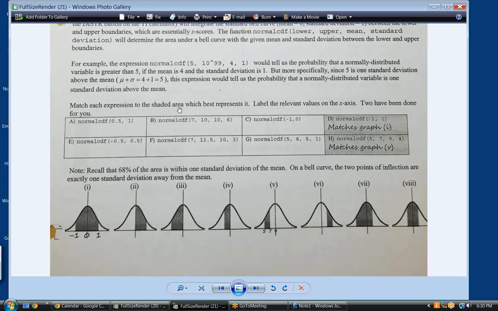Match each expression to the shaded area. 2 have been done. So this matches this graph right here because, I guess they don't put the 0 in it if the mean is 0. Why are there only 2 numbers in here? Shouldn't there? It looks like there should always be 4. There's 4 there. There's only 2 there also. So what happens if you only have 2 numbers? How do you interpret that?